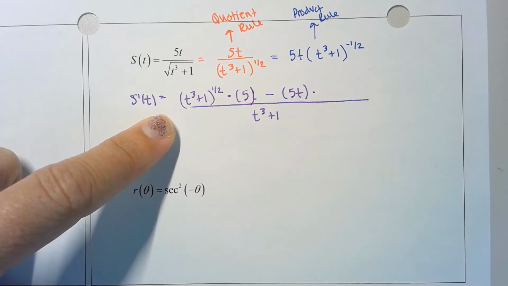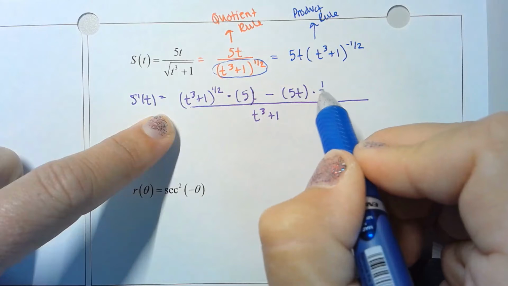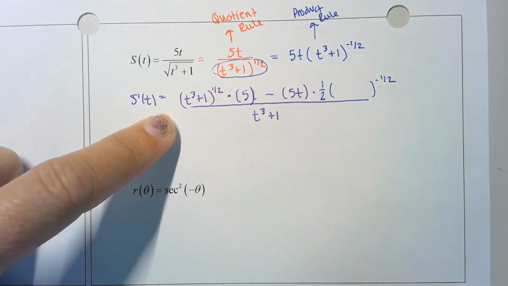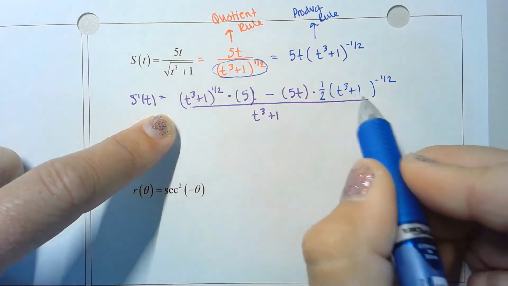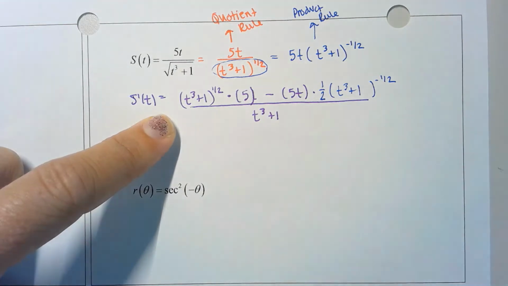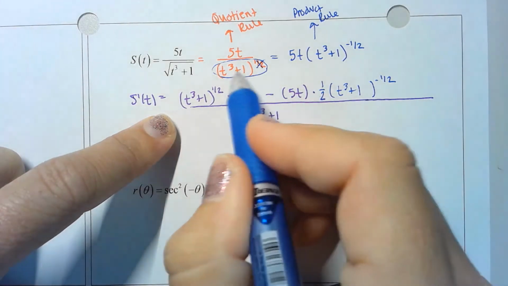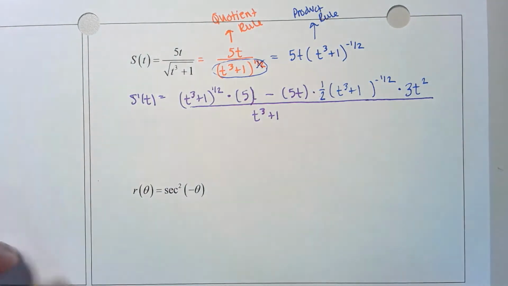And this is where the chain rule comes in, right here. That 1/2 comes down in front. I subtract 1 from the exponent. The inside is still t cubed plus 1. My fraction bar wasn't long enough. So I've just started taking the derivative, but now I need to multiply by the derivative of the inside, which is 3t squared. Ooh.